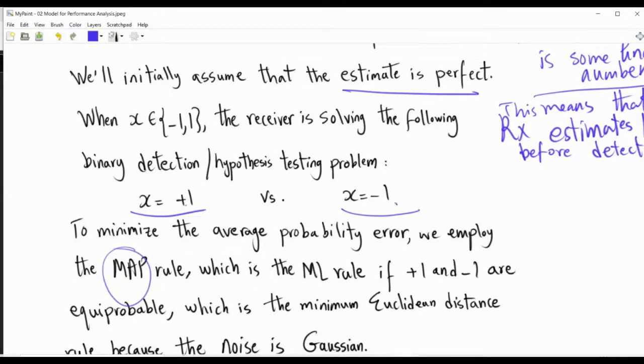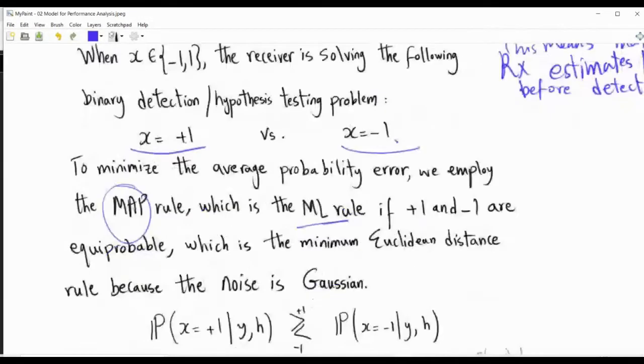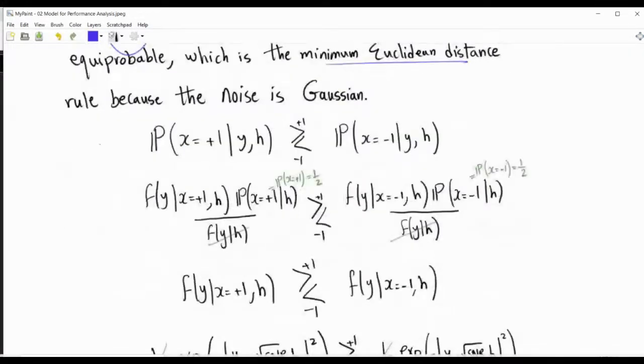But since these two guys are equiprobable, the MAP rule becomes the ML rule. And because our noise is Gaussian, we are actually talking about the minimum Euclidean distance rule. Okay, so we start with the MAP rule, and typically I will rarely do this again. I will simply start from the likelihoods later, but if you want to do things in very slow motion, minimizing the average probability of error means the MAP rule.